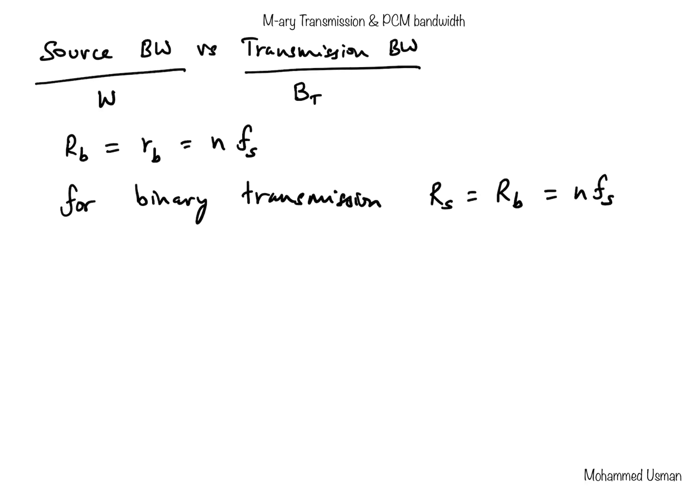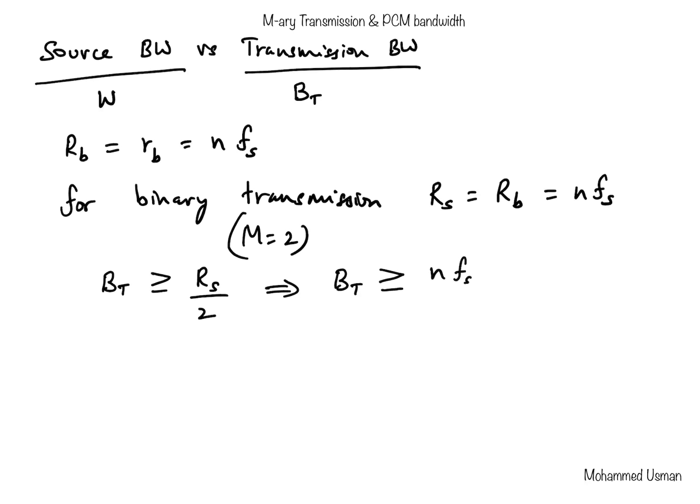So that's the relationship between the symbol rate and the bit rate, and hence the sampling rate and the number of quantization bits per sample for the binary case, which is for M equal to 2. That means the transmission bandwidth BT should be at least RS by 2. Since RS is equal to N times Fs, the transmission bandwidth BT should be at least N times Fs by 2.